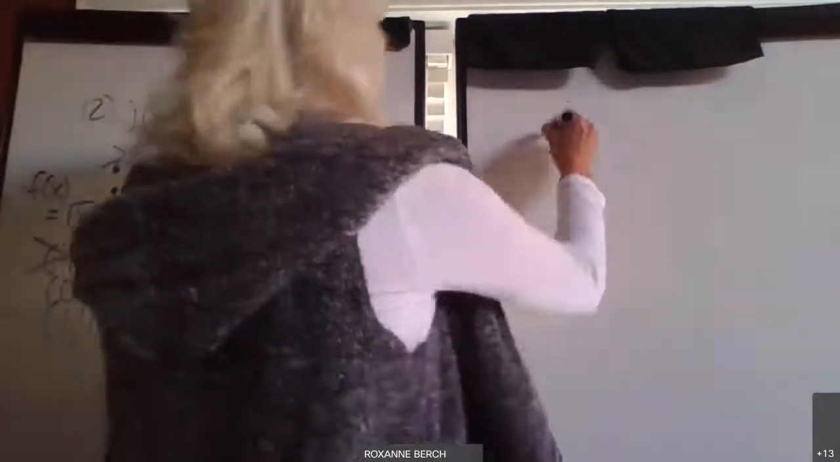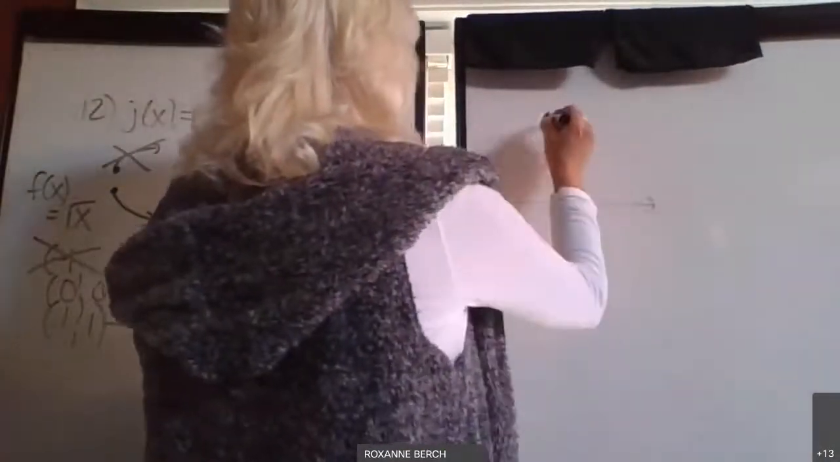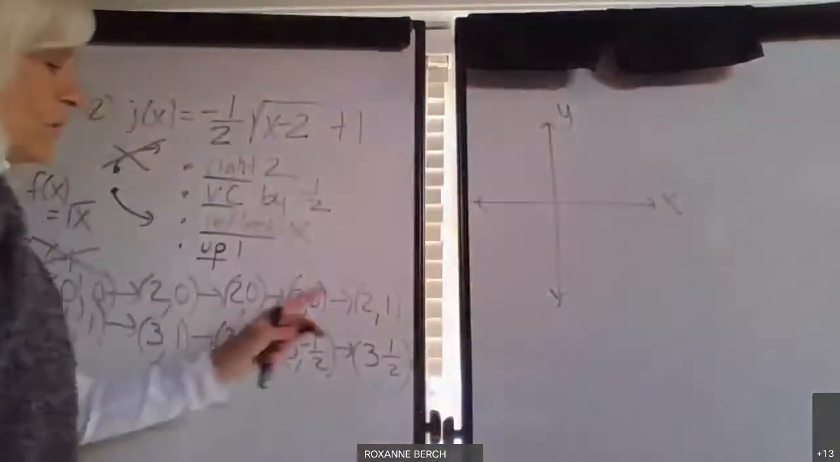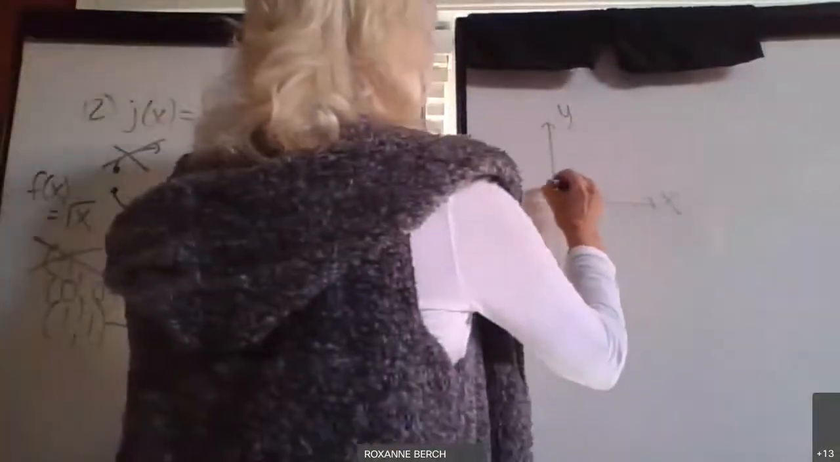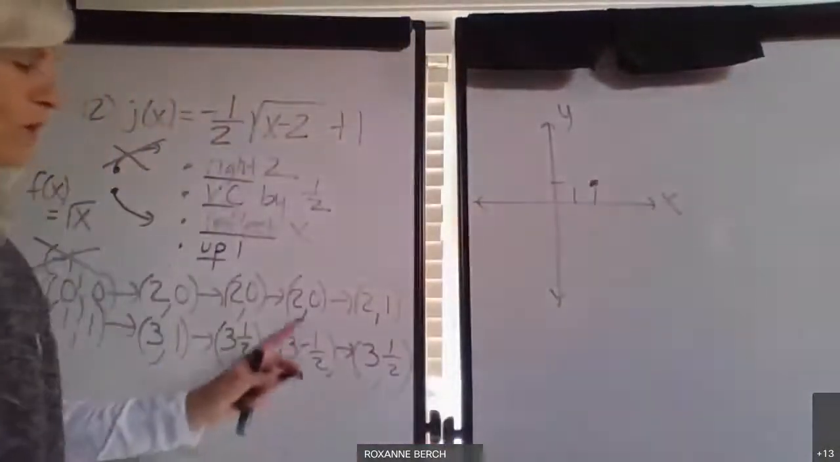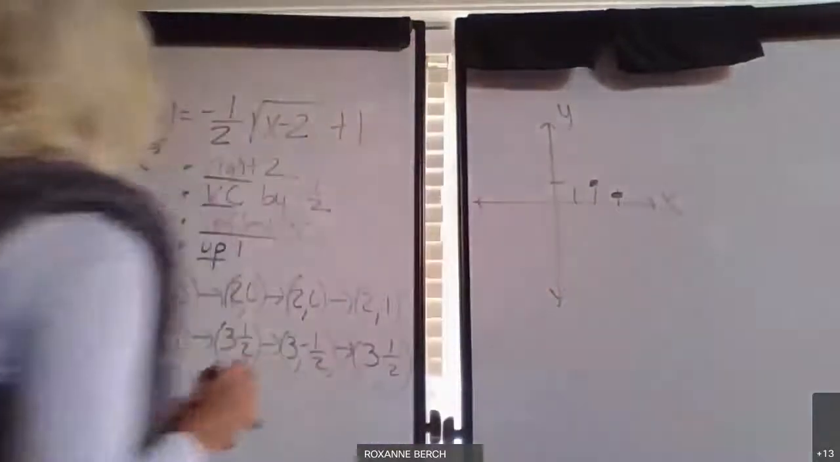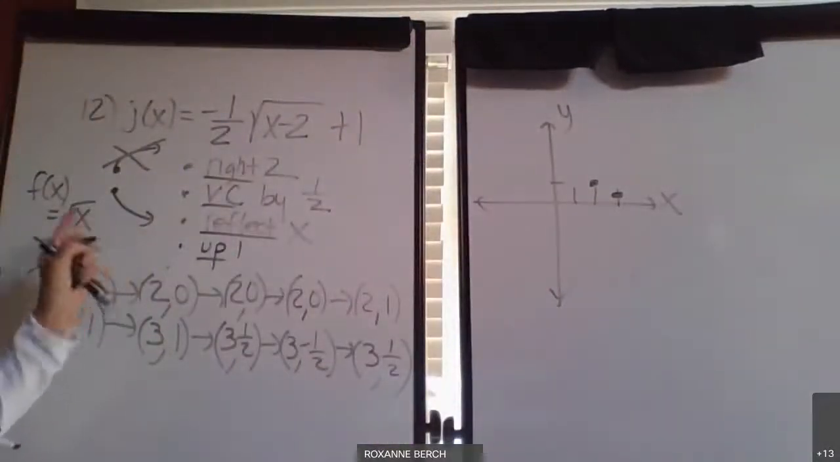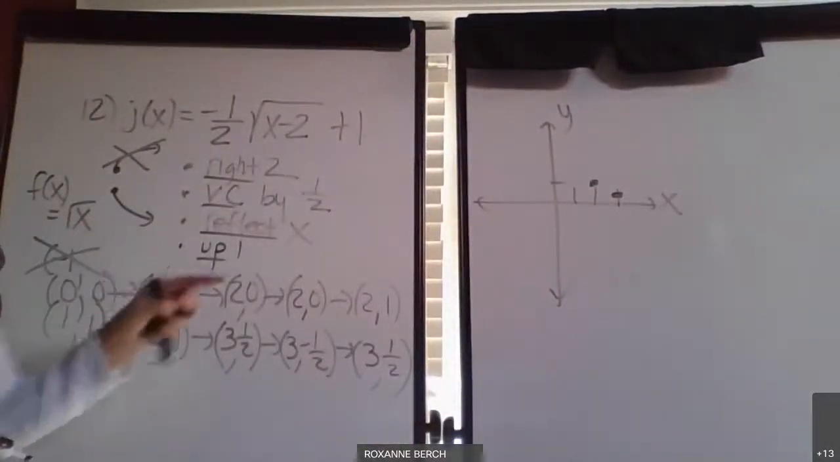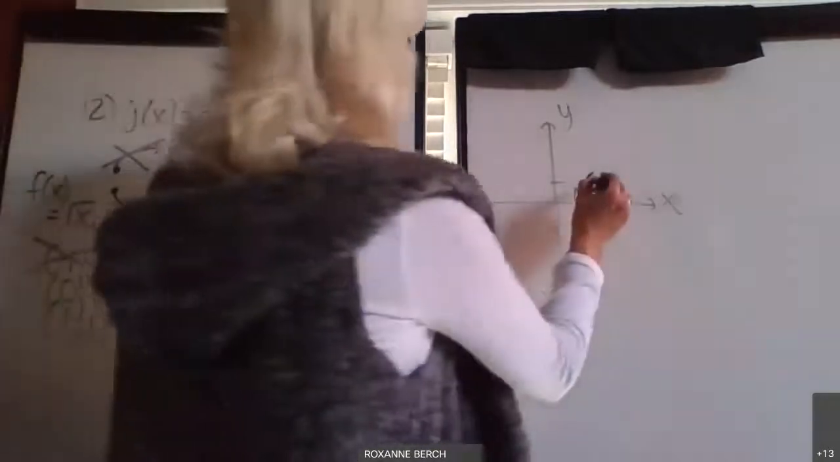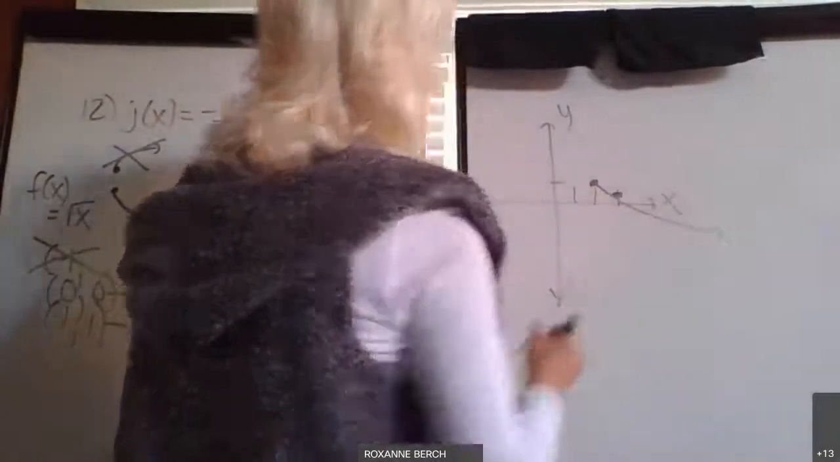So when you go to graph this, you're going right 2 up 1, and you're going right 3 up 1/2. And you know it looks like this. That's why we drew this. So if you're wondering how the graph goes, you drew this to help you out. So it should look like it's falling.